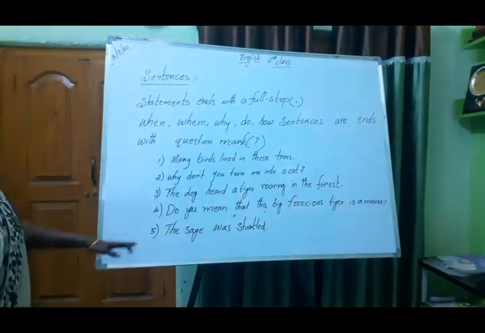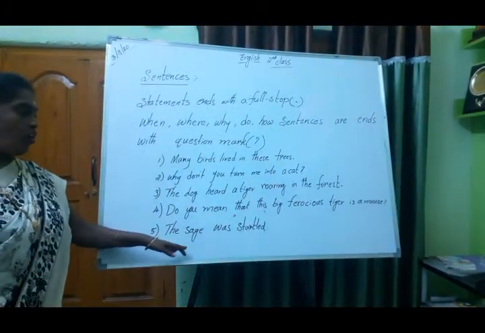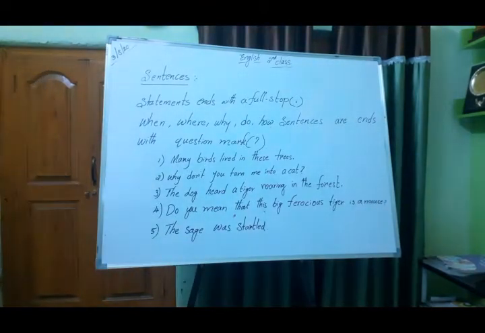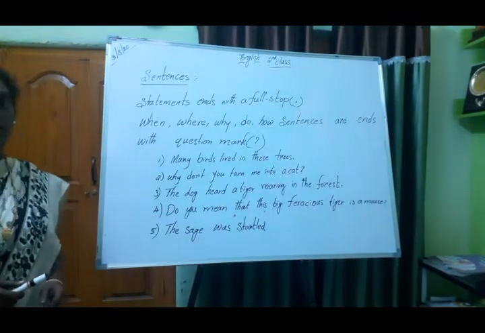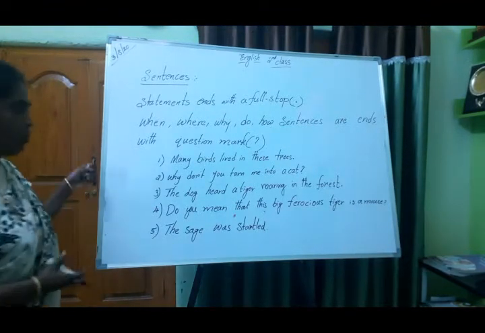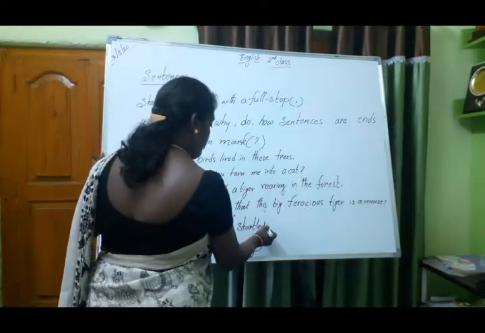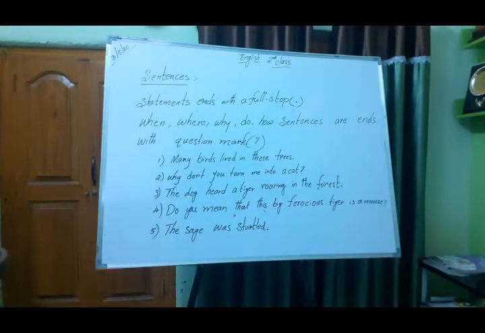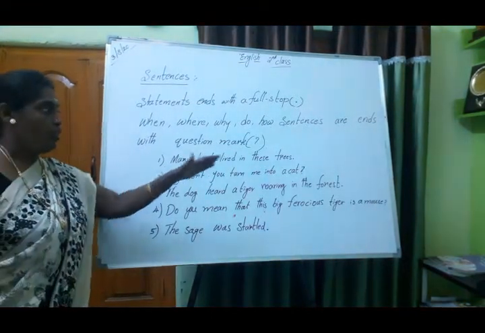Okay children. Then the fifth one. The sage was settled. The sage was settled is a statement sentence, so it will end with the full stop. Yes children, you understand now? See here, the statement ends with the full stop.